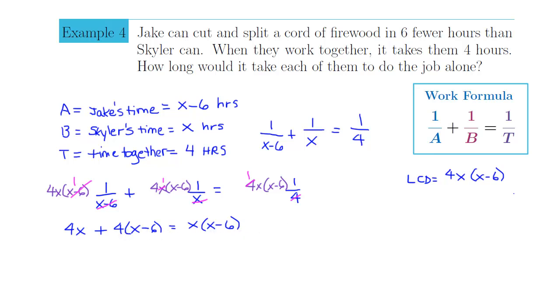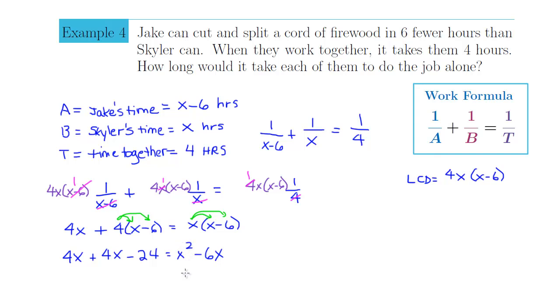Let's use the distributive property to go through and distribute the 4 through to the quantity here, x minus 6, and the x through to the quantity here, x minus 6. And that's going to give us the equation 4x plus 4x minus 24 equals x squared minus 6x. Now this is a more complicated equation than any work problem we've done thus far. That's because this is a quadratic equation, an equation of degree 2.